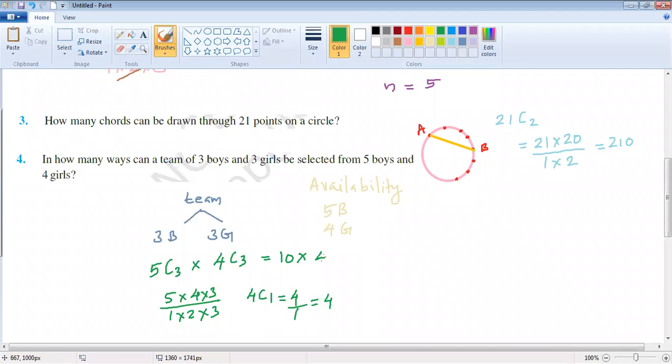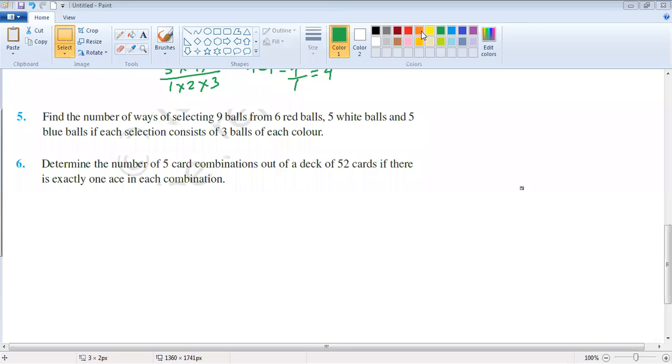So it is 10 into 4, which is equal to 40 ways. That means you can have a team of 3 boys and 3 girls from 5 boys and 4 girls in 40 ways. There are 40 ways. You don't need to write all those 40 ways, just know that there are 40 ways. Now we will go a little fast.